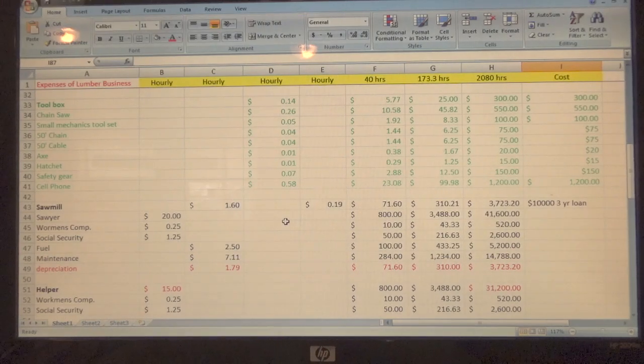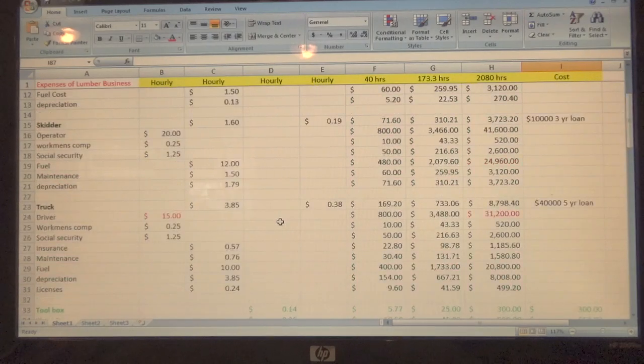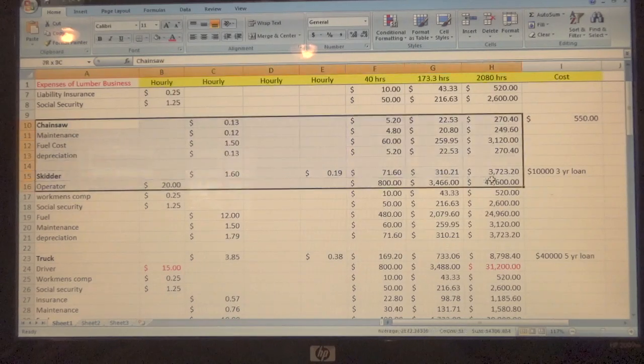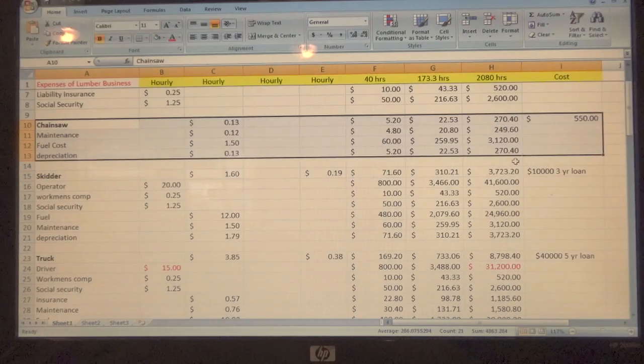However, I thought to myself, well, if you have two chainsaws and you have one logger, you can only have one saw running at a time. Let's face it, a logger can only use one chainsaw. So there's a number of ways you can pay for that saw. First of all, under chainsaw here, let me just explain this to you.